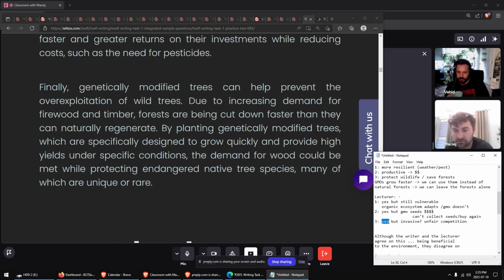competition. Does the lecturer disagree with that last part? So does she disagree that GMOs grow faster, for example? No. She said that the GMOs are growing faster, but that's actually the problem. They grow too fast. They grow too strong. So it becomes invasive, and it produces the unfair competition. So the natural, organic trees will have problems with the soil and sun. So why will they destroy the natural wildlife?